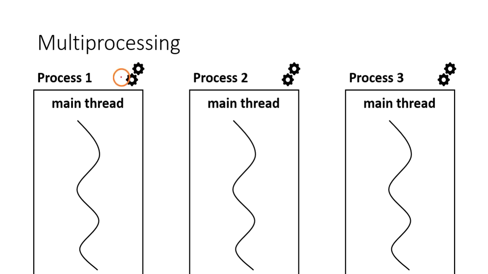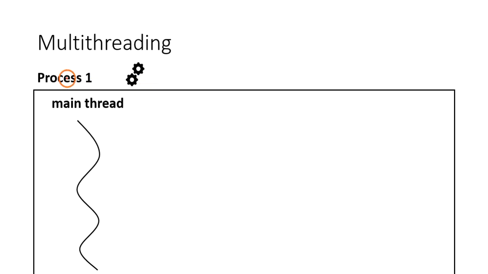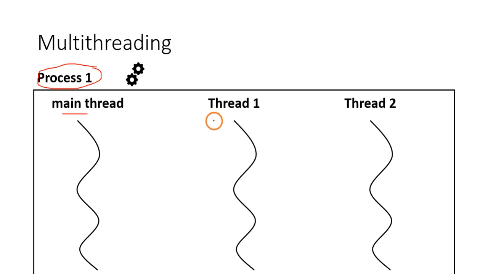Okay, next, multi-threading. Now you have a single process. There is only one process and you are creating multiple threads. So there is a main thread and you are creating two more threads called thread 1 and thread 2. All these threads are inside the process called process 1.